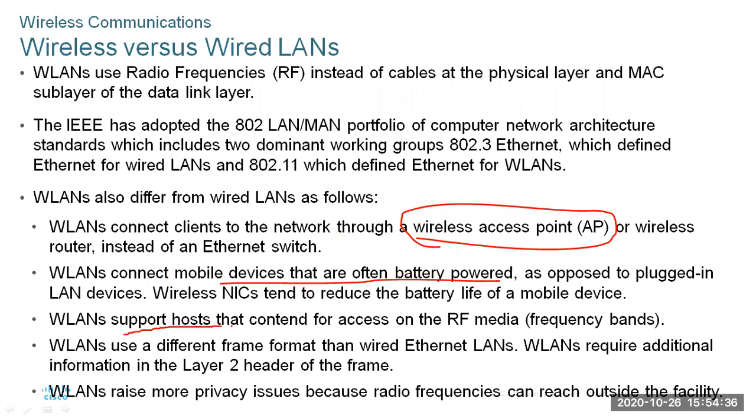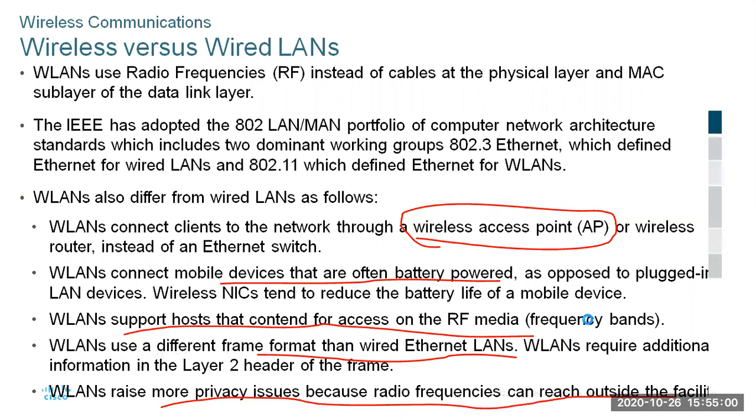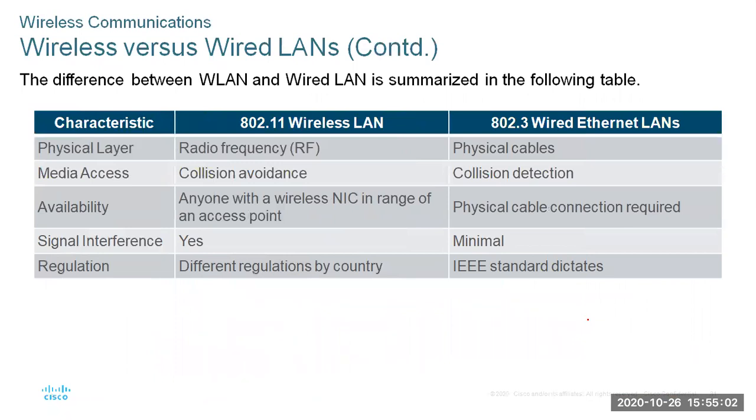Wireless supports hosts that contend for access on radio frequency media. Wireless uses a different frame format than wired Ethernet LANs. And wireless raises more privacy issues because radio frequencies can reach outside your facility. So those are some of the differences.